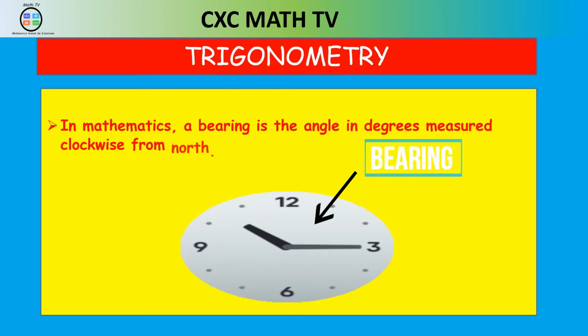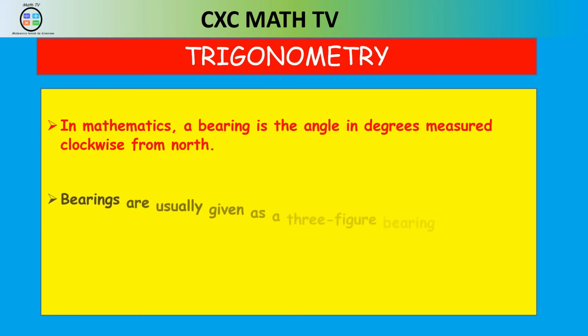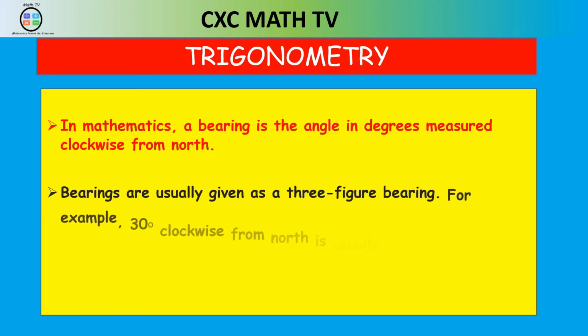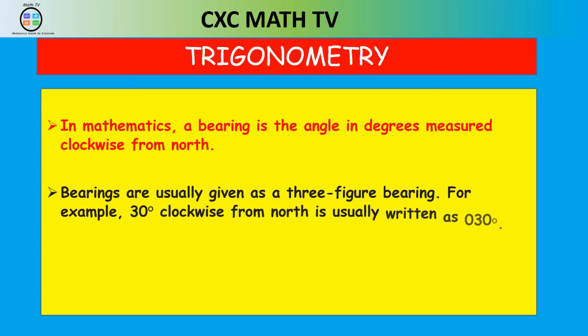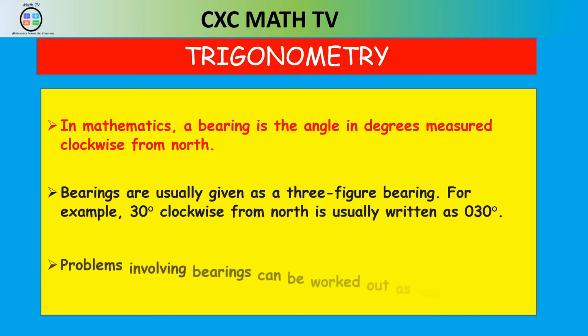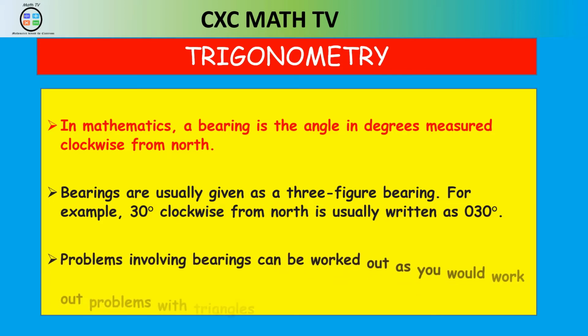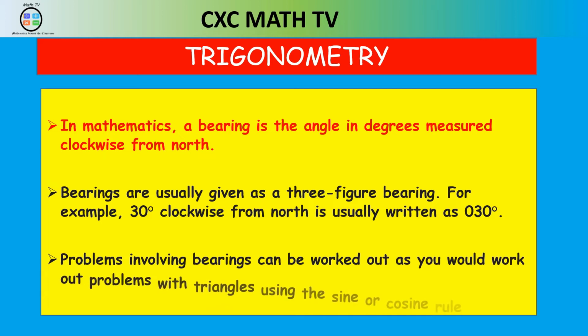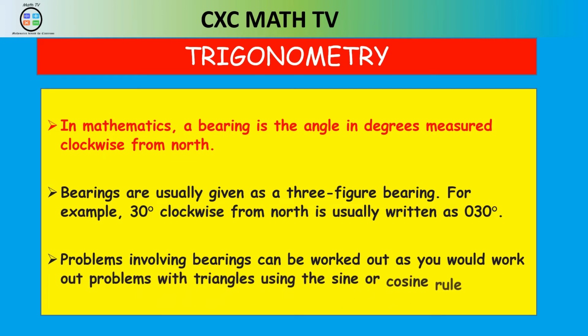Now, bearings are usually given as three-figure readings. For example, 30 degrees clockwise from north is usually written as 030 degrees. Finally, problems involving bearings, we can work them out using sine rule or cosine rule. And this is where the trigonometry comes into play.